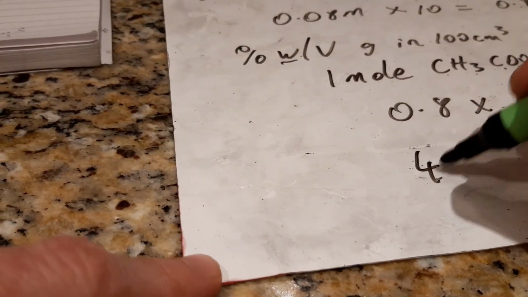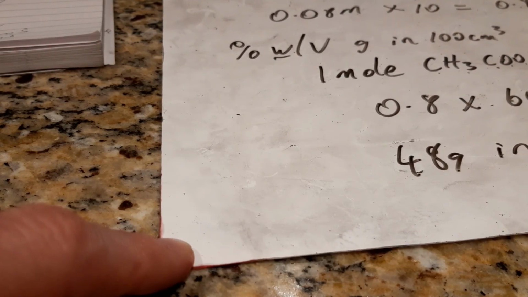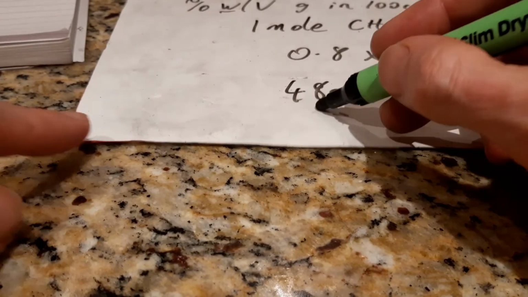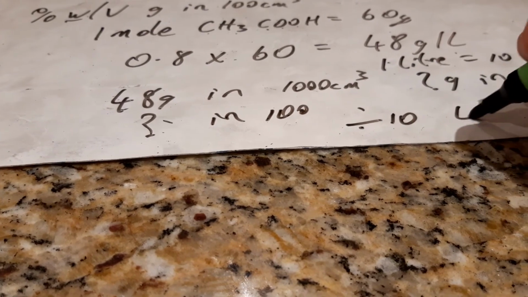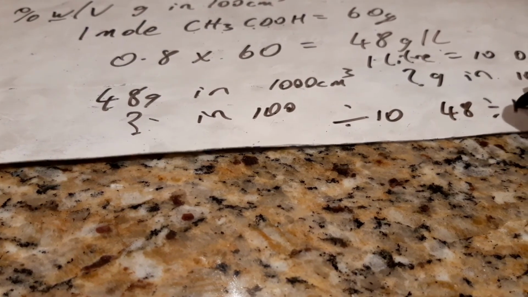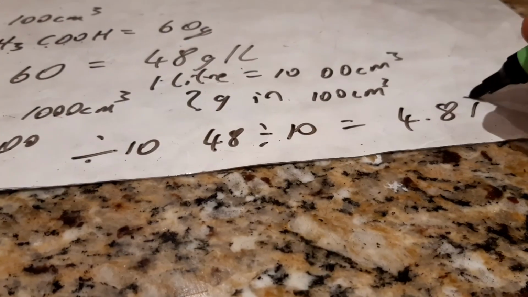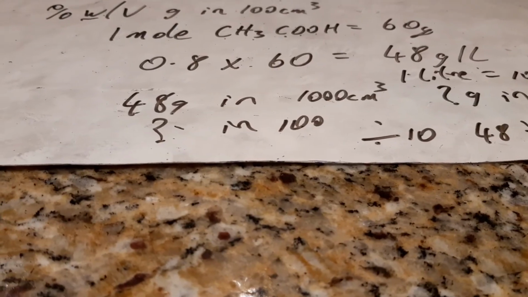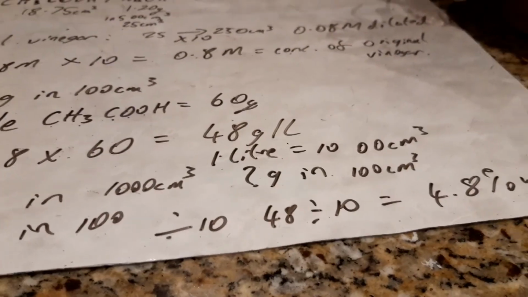So if we've got 48 grams in 1,000 centimetres cubed, how many do we have in 100? All we have to do is divide by 10. So 48 divided by 10 gives me 4.8 percentage WV. There you go. That's that one. So that's a vinegar titration. Really got to be careful there with the dilution factor. That's the important thing with vinegar.